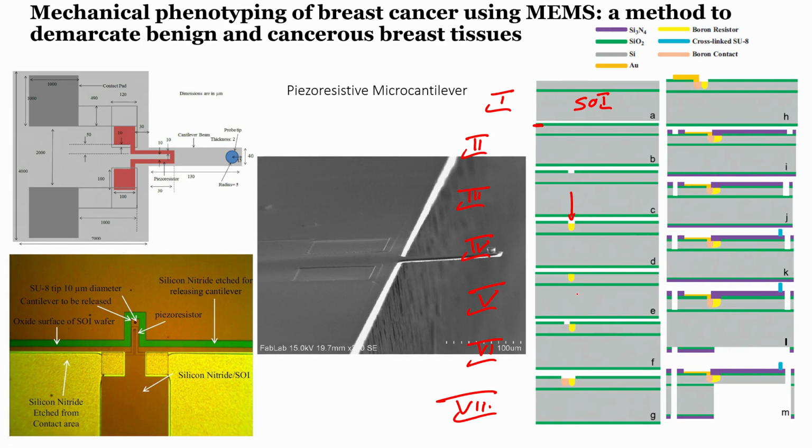So, this step number 5 we grow silicon dioxide. Step number 6 is we create a window so as to diffuse boron contact, and in the next step which is step number 7 we have diffused the boron contact.